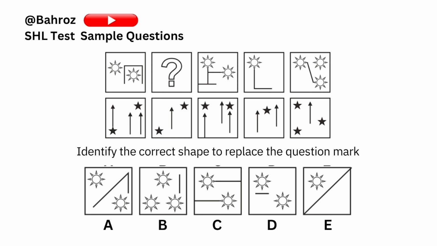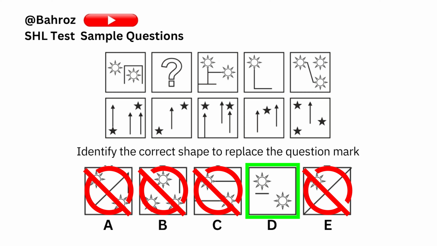One, it has to have 2 suns since the bottom shape has 2 stars. This means we can eliminate B and E. Second, it has to have 1 line since there is only 1 arrow in the bottom shape, which means from A, C and D our answer is D, as that is the only image which has 1 line.